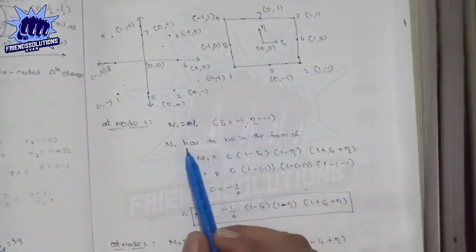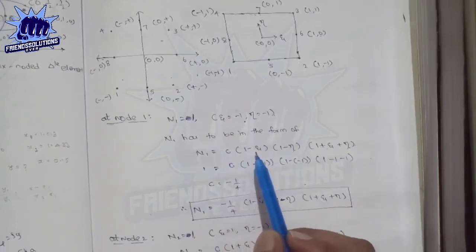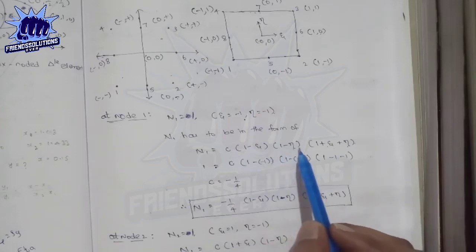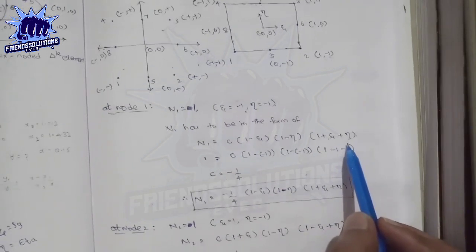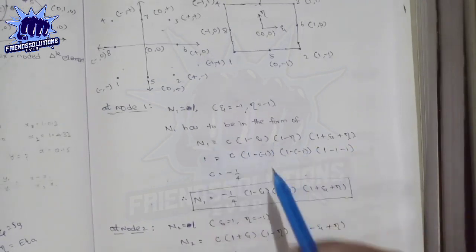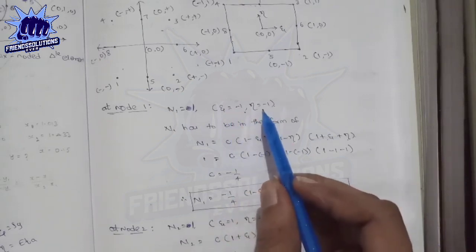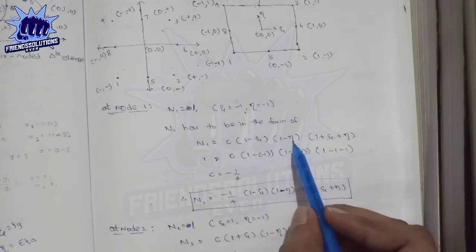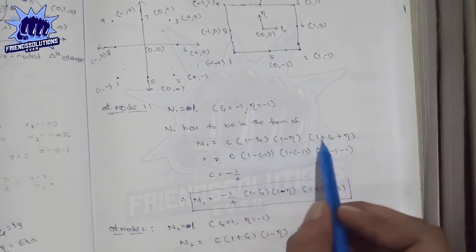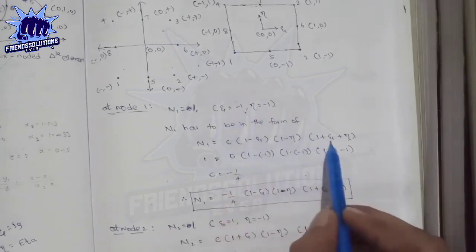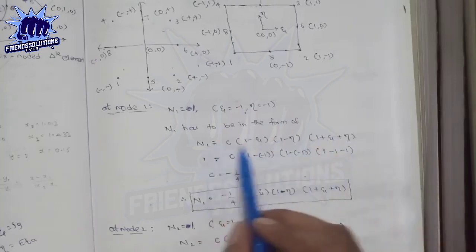Now the shape function N1 has to be in the form N1 equals c into (1 minus xi) into (1 minus eta) into (1 plus xi plus eta). How to remember this equation? Here xi equals -1, so 1 minus xi, and eta equals -1, so 1 minus eta. In the whole bracket it is the reverse: plus xi, plus eta. So the equation is formed.